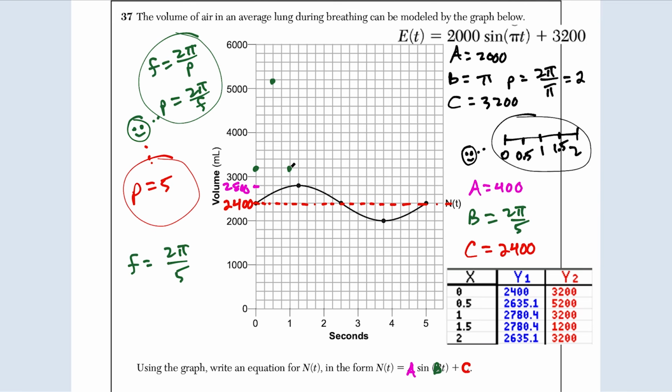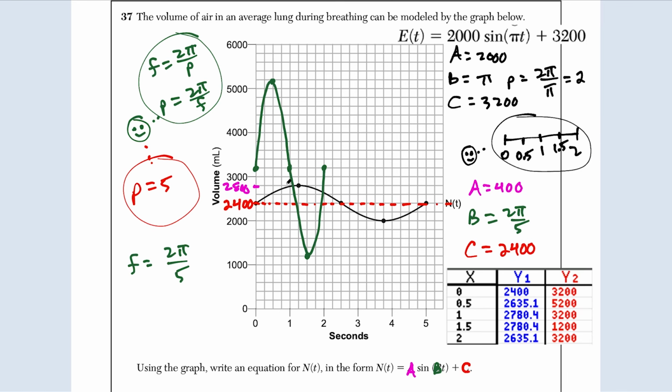So this is our next significant value. And then at 1.5, we go to our minimum value at 1200. So that's going to be over here. And then at 2, we go back to 3200. So that's going to bring us, let's make sure we line this up properly. That's going to bring us over here. And now all we have to do is connect this with the wave.